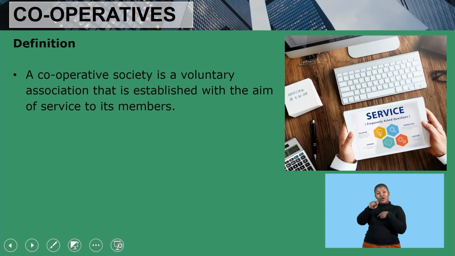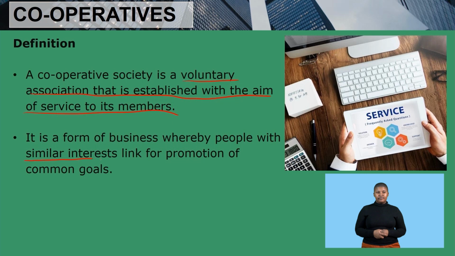It says a cooperative society is a voluntary association that is established with the aim of service to its members. So in a cooperative society, people come here, they volunteer in order for them to do what? To service their members. So this group of people share a similar interest. Hence, they come together and volunteer in order to assist one another. It is a form of business where people with similar interests link for the promotion of common goals.